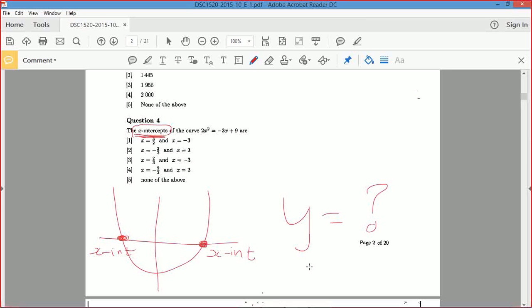Oh, you have to find Y. No, what y do they have? A 0. Yes. Don't x-intercepts have y 0? Yes. Okay, so see, these are basics.